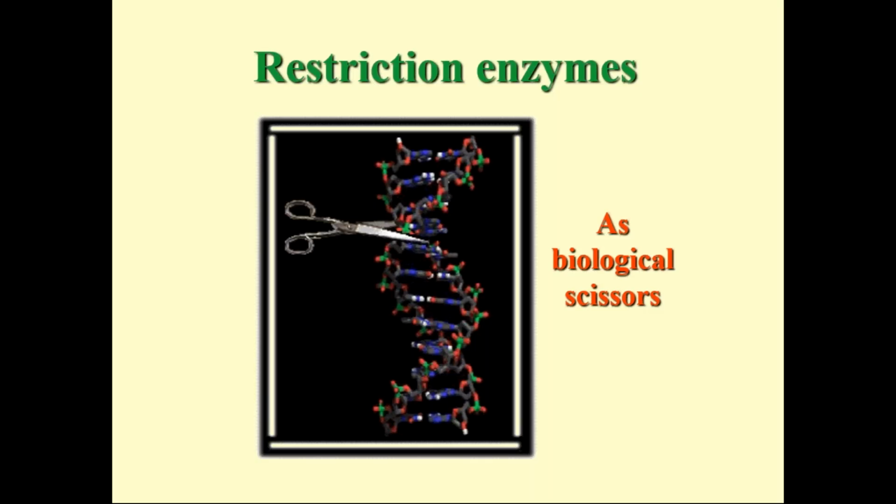So what are the tools you require for making a GMO? One of the most important tools that we require is the restriction enzymes, which are known as biological scissors. These are restriction enzymes which actually cut a gene at a particular sequence and not at any other sequence. So precisely you can cut the genes at the regions that you want.